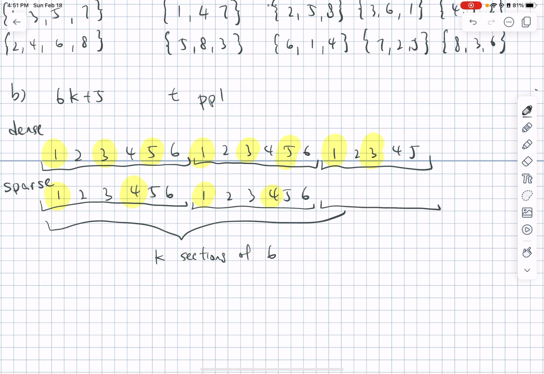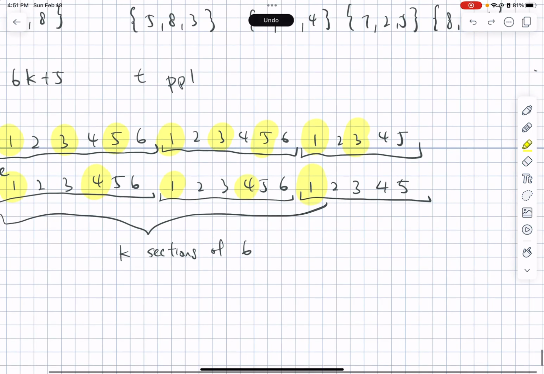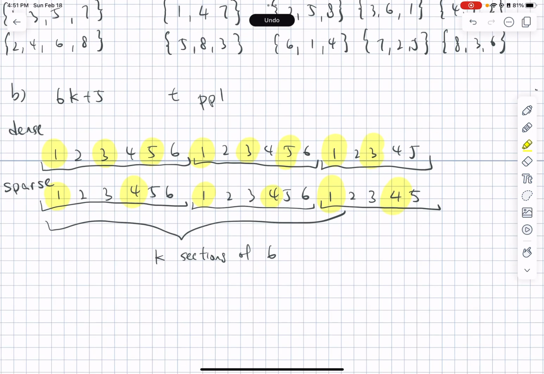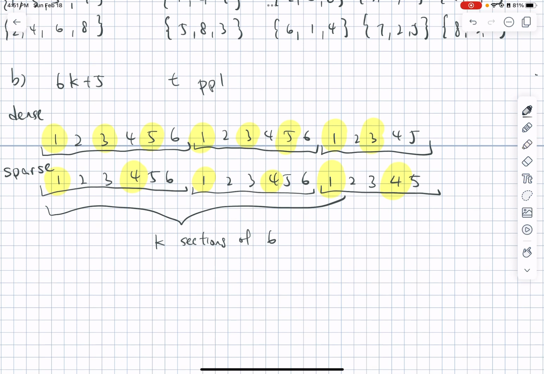So let's look at the case where we want it sparsely seated. So 1, 2, 3, 4, 5. If we want them sparsely seated, we have to seat someone at 1 because otherwise someone will sit at the previous 6. And we have to have someone sit at 4. So again, in the section of 5, there's going to be 2 people sitting there.